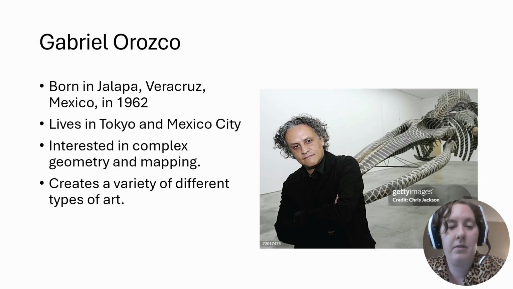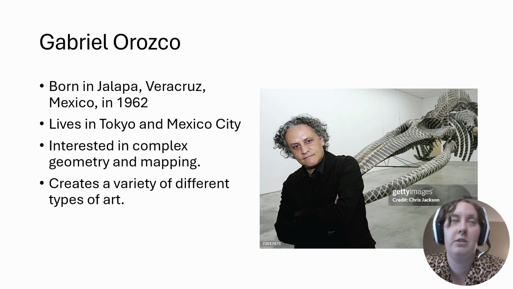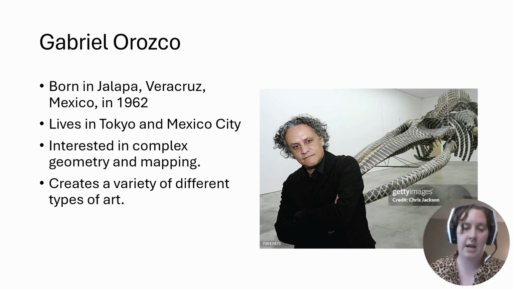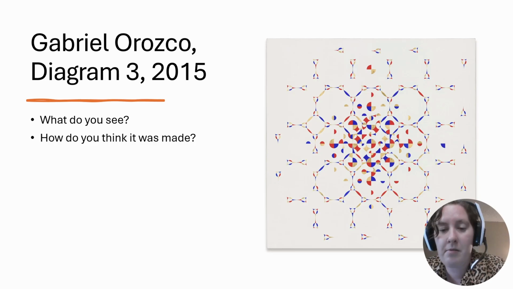Then we have Gabriel Orozco, and it's his little biography that he was born in Jalapa, Veracruz, Mexico, that he lives in Tokyo and Mexico City. He splits his time between the two, and he's interested in complex geometry and mapping, and he creates various different types of artwork. When I was doing my research for him, it looked like he was actually helping build a giant pedestrian bridge somewhere in Mexico. I have to do some more research on that, and maybe I can present that to my students as well. So here's some of his work.